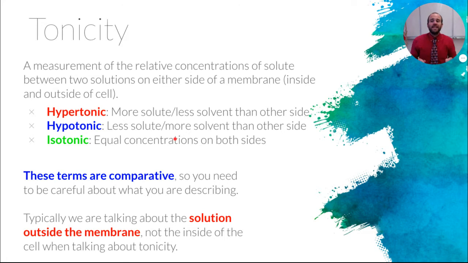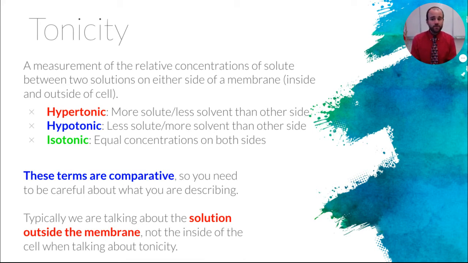So tonicity is going to be the relative concentrations of solute, or the dissolved particles in a solution, between 2 solutions on either side of a membrane. So inside the cell and outside the cell. So as I said, hypertonic, hyper means a lot. That's going to be more solute than is on the inside. Hypotonic is less solute. And isotonic is equal concentrations on both sides.